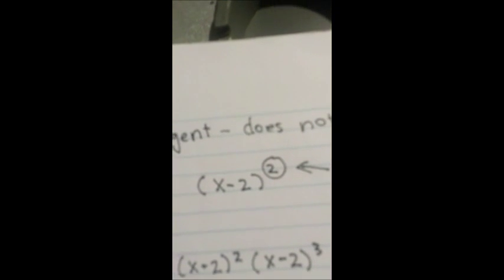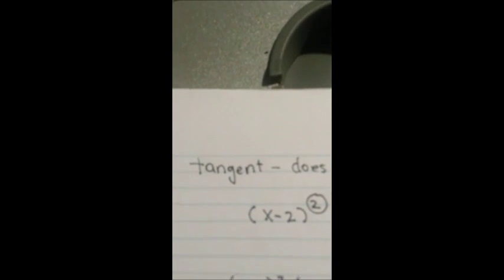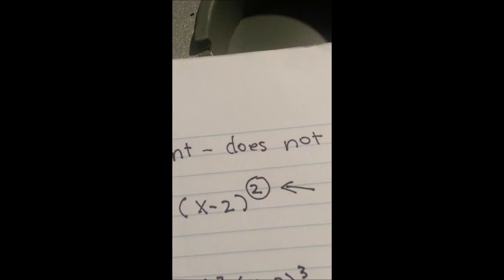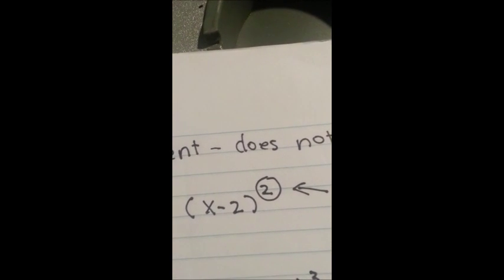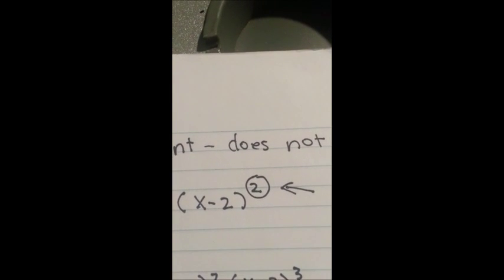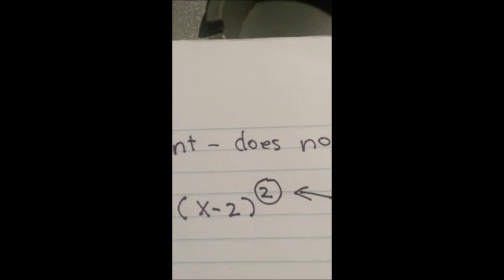To graph cubics or quadratics, we must know if something is tangent. What that means is that the graph doesn't cross the x-axis at a certain point. So a part of an equation which would be tangent would be x minus 2 to the second, because that 2 is the exponent, that means it is tangent.